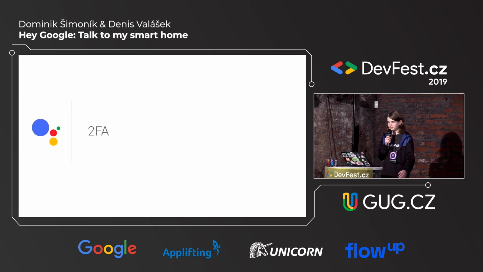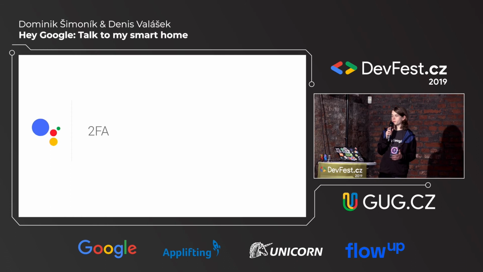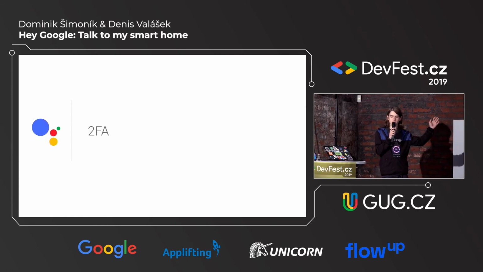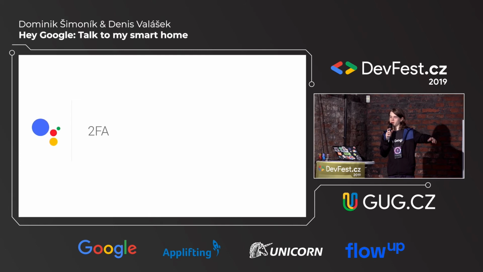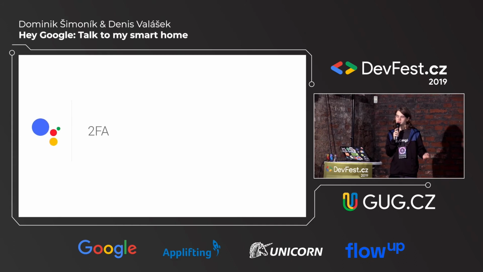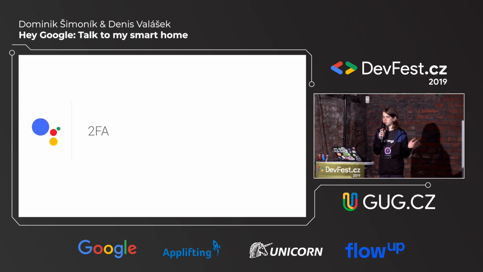Thank you. So again, imagine the scenario with locking the doors. For example, imagine that you have an open window next to the door, and someone could just shout out, "Hey Google, unlock the door." That wouldn't be really great for you, would it? So Google enables two-factor authentication for this type of situation.